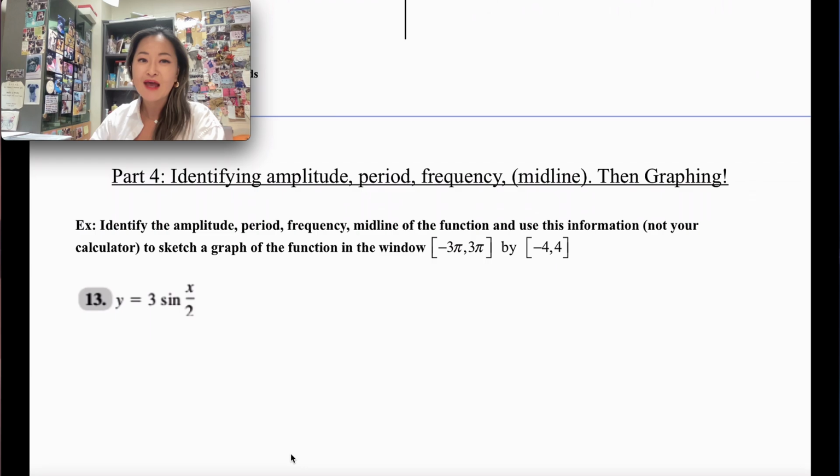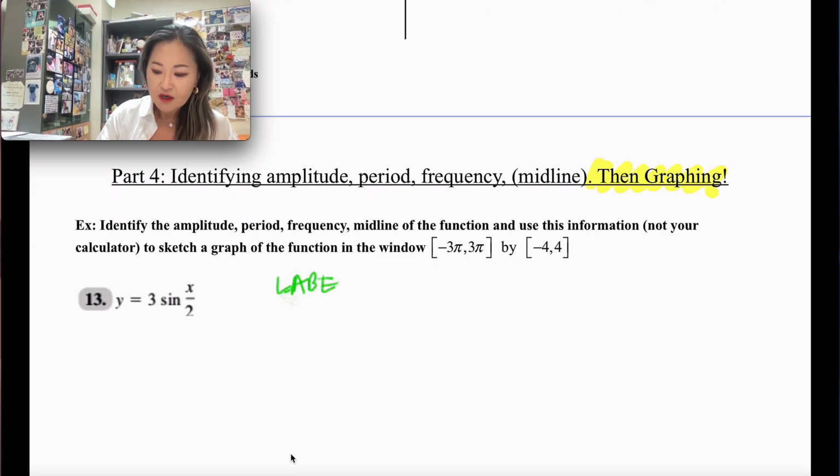Much more exciting. Identifying amplitude, period, frequency, and the midline, and then eventually you're going to create this beautiful graph. And when you're graphing, I want you to remember that I always want you to label, always 5 critical points. And we're going to talk about what those critical points are. So don't worry if you don't understand it just yet, okay?